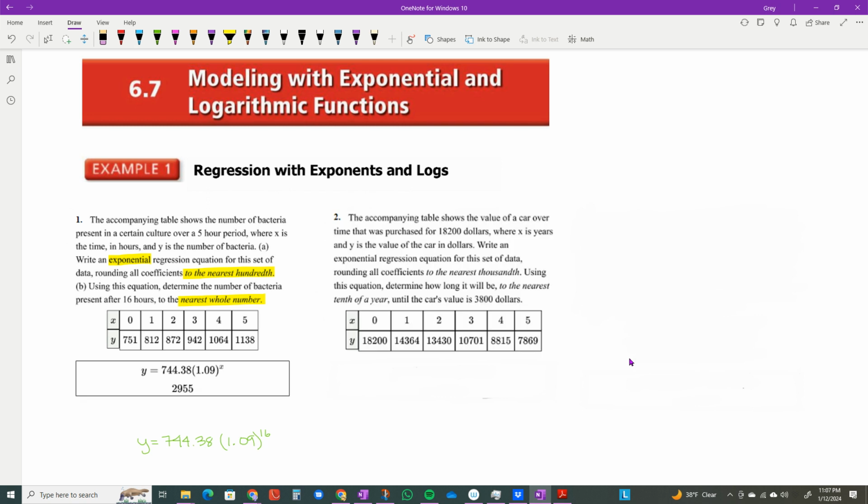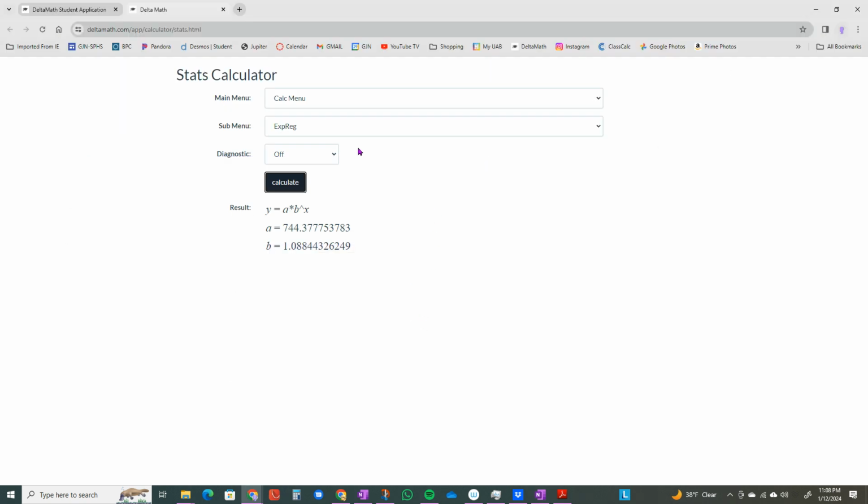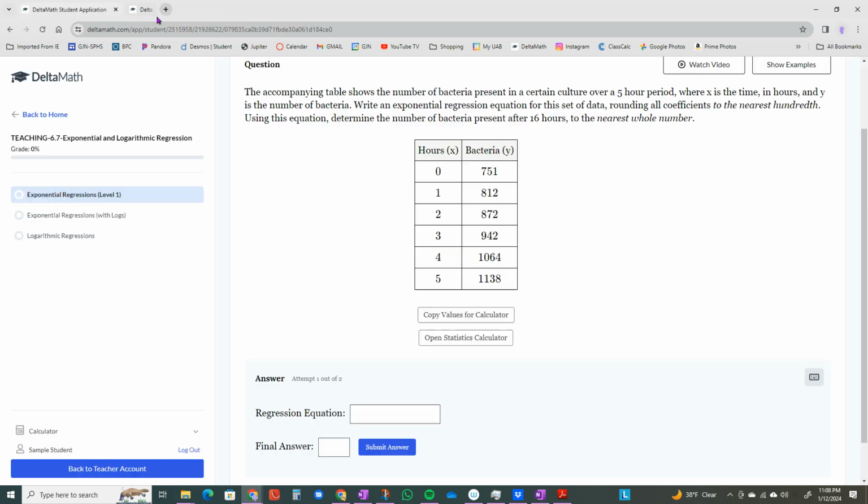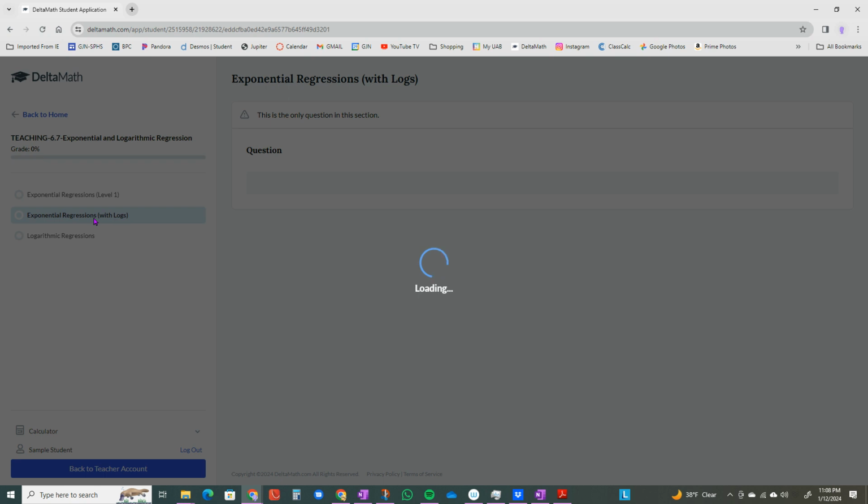All right, look at the second one, which I have here for us. The accompanying table shows the value of a car that was purchased for $18,200. X is in years. Y is the value of the car in dollars. Write the exponential regression. So again, we are doing exponential regression. This time we're rounding to the nearest thousandth. So I don't need that calc stats anymore. I'm going to go to the next equation. I'm just trying to make it as short as possible because I think y'all know what to do.